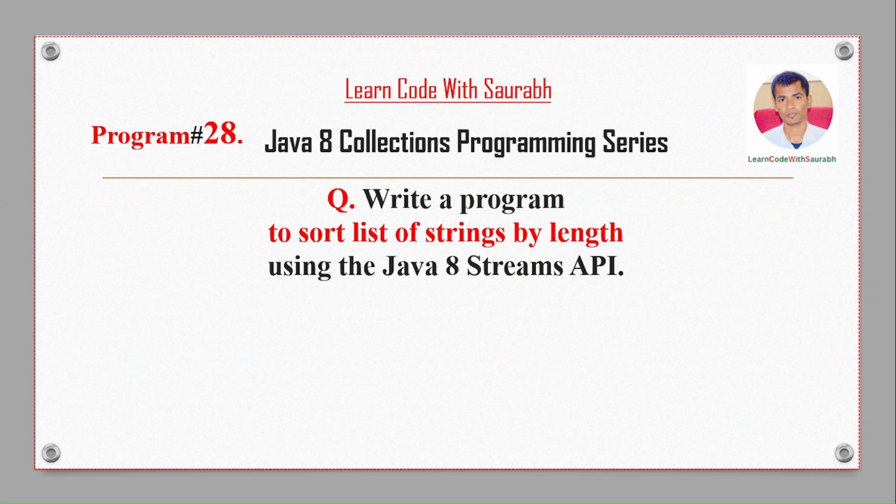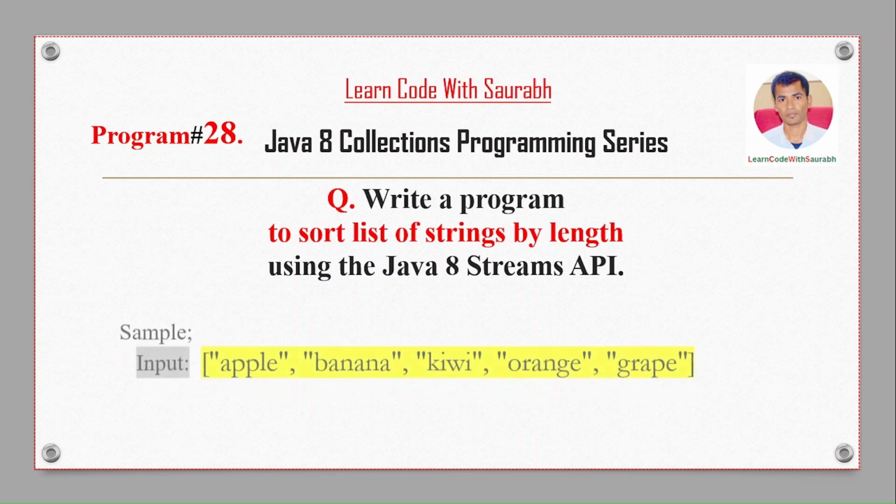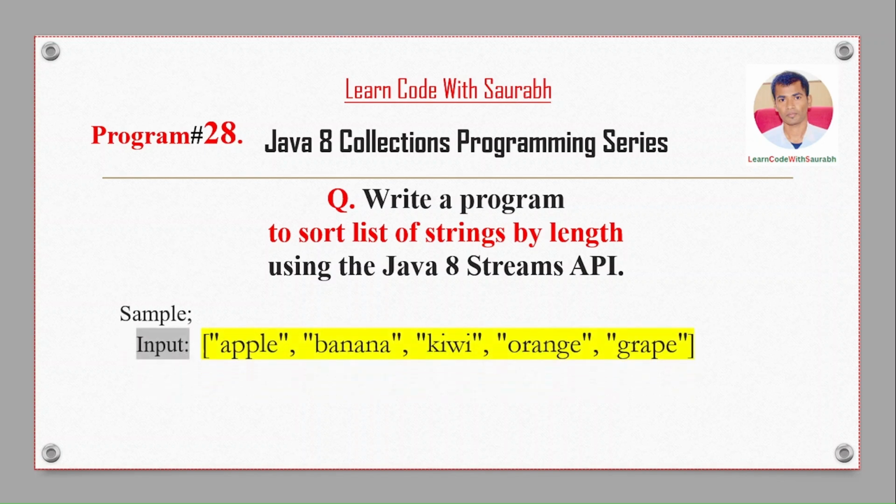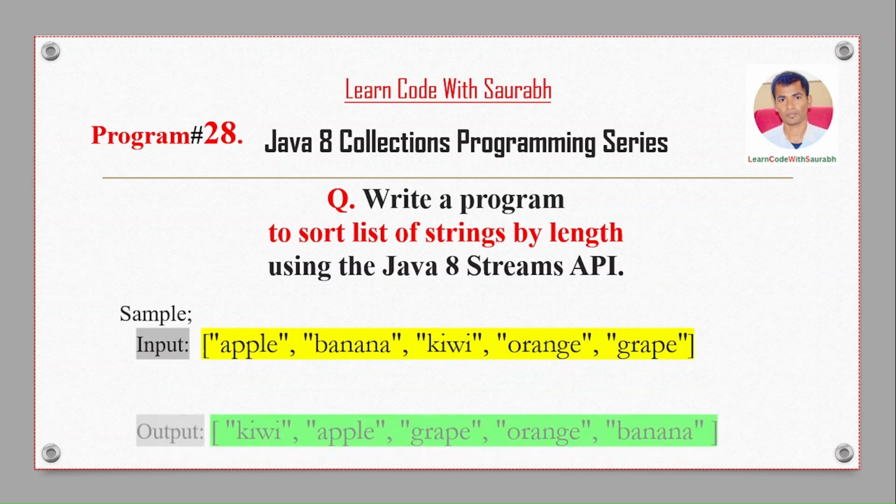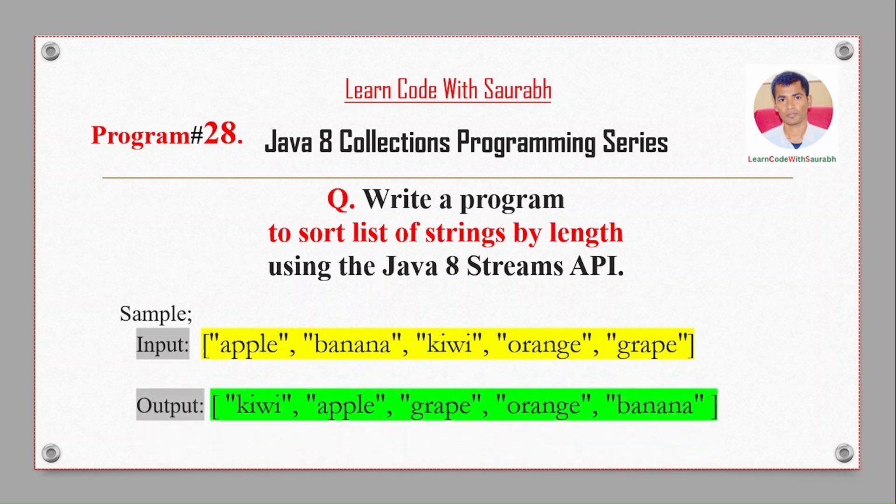Today I'm going to solve a program to sort a list of strings by length using the Java 8 Stream API and lambda expression. For example, if we have sample input like apple, banana, kiwi, orange, grape, we will get the sorted order by their length: kiwi, apple, grape, orange, banana.